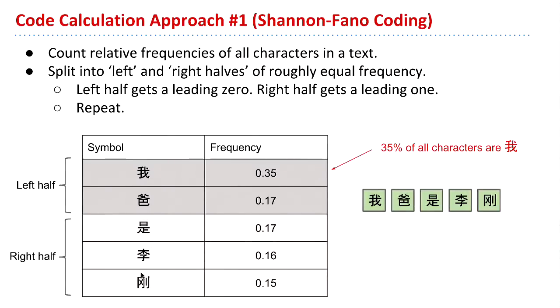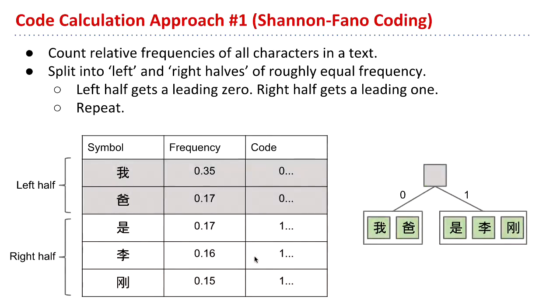Now the Shannon-Fano coding procedure says, given these frequencies, and notice they sum to 1, because I'm just counting the relative amount, so 35% are that character, I'm going to split my space of possible symbols into 2 halves. This is just something that Shannon and Fano came up with. I haven't proven it to you, but I think it'll make sense in a moment. The left half is going to get a leading 0, and the right half is going to get a leading 1.